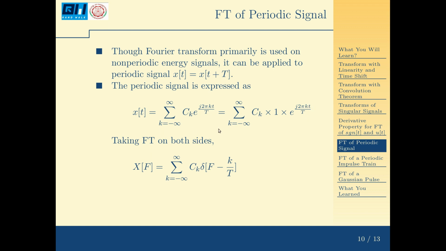If I take the Fourier transform on both sides, the Fourier transform of x(t) will be the sum over k from minus infinity to infinity of ck. Now you can see that this is 1 times e raised to j 2 pi kt by T. 1 has a Fourier transform of delta(f), so that is multiplied by e raised to j 2 pi k. So this delta(f) is delayed by k by T units. This occurs for every k from minus infinity to infinity. So it looks like an infinite sum of impulses of height ck placed at every 1 by T.